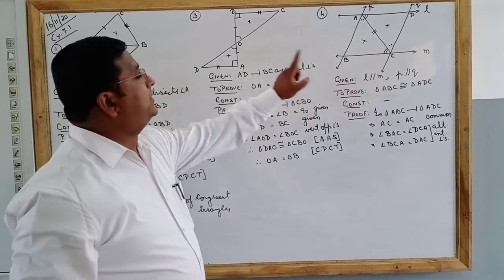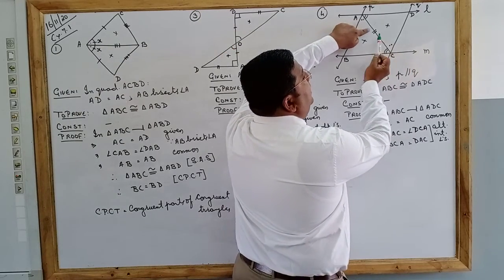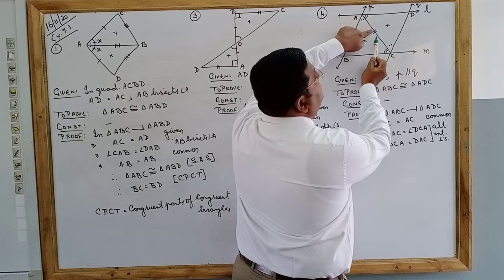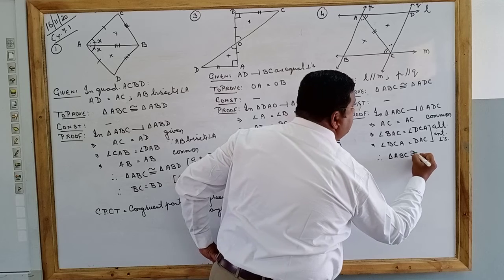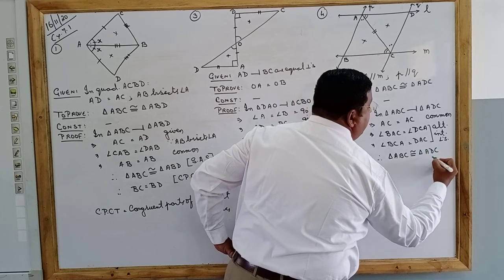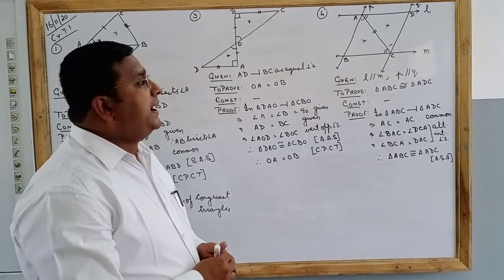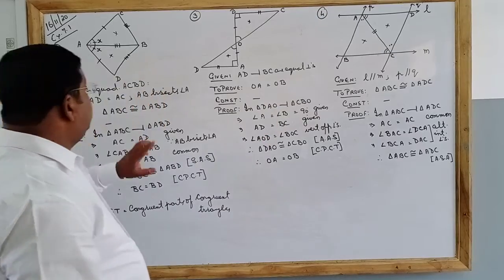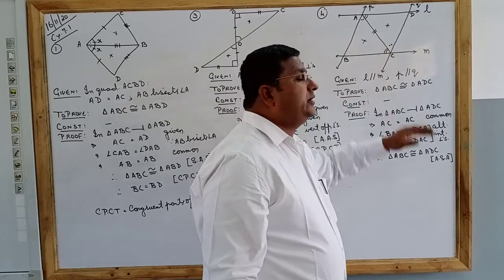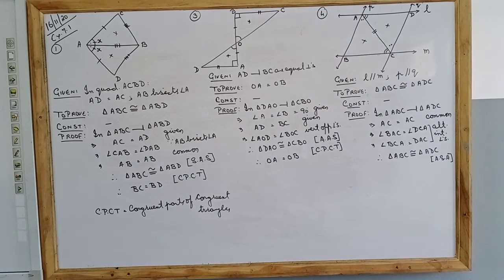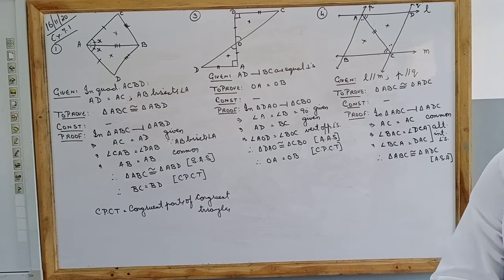So now you can see two questions on the board. Here it was AAS congruency and here it is ASA: two angles and the side included in them. Triangle ABC is congruent to triangle ADC by what congruency? ASA. Right? So these are the properties. First question, SAS congruency. Second question, AAS congruency. Third question, ASA. So these are the three questions that we have discussed in the previous class.